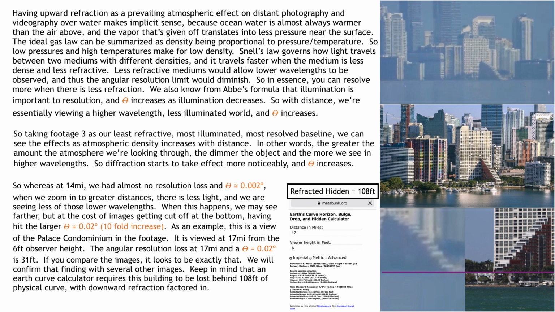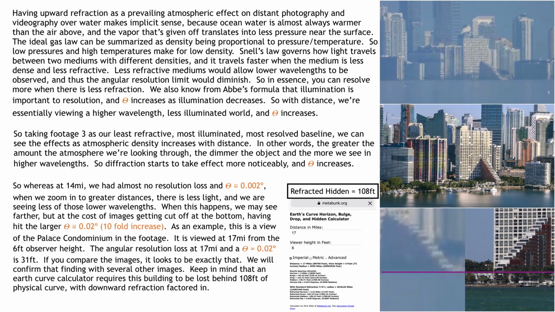So I've put that screenshot of the Metabunk earth curve calculator there. So again, here's the Palace condominium on the right. It's that structure with the triangular outcropping. In the top is the video footage, and you can see about 30 feet worth cut off when you compare that to a closer up skyline view. But again, 108, which is almost 3/4 of this building or more, is supposed to be physically lost.